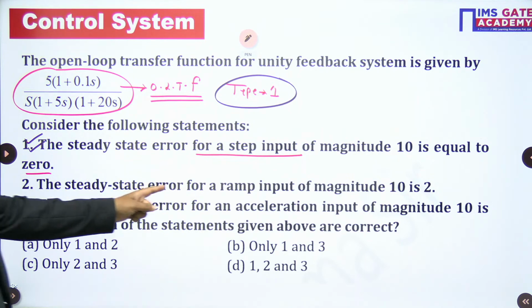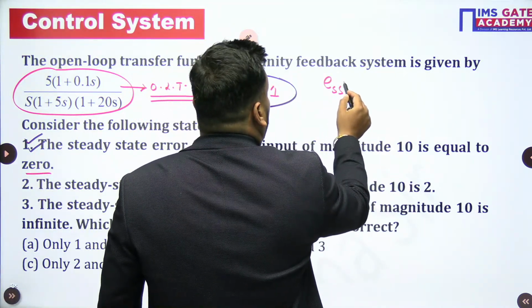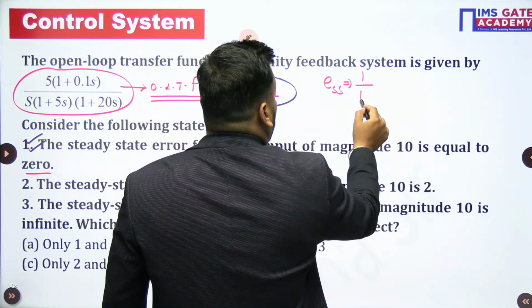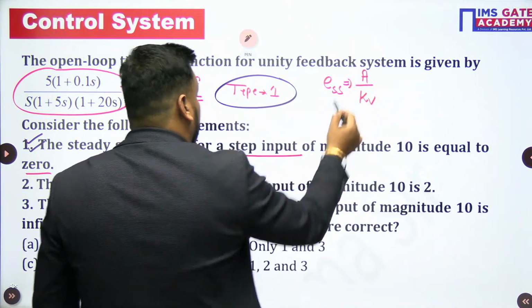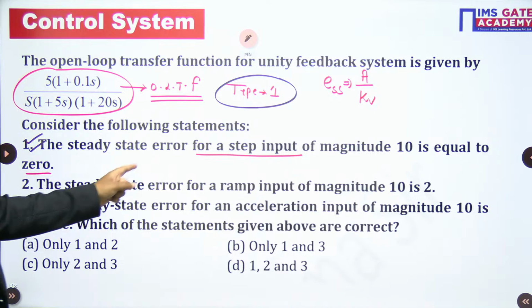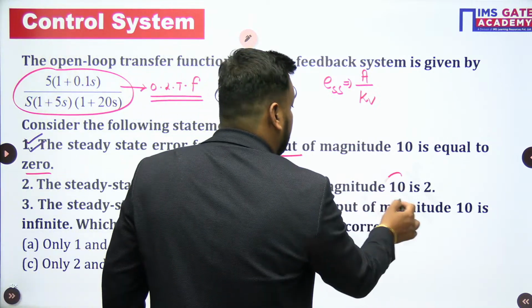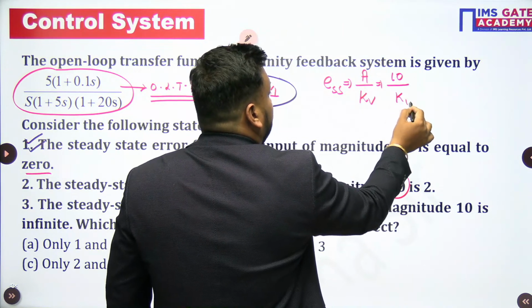The steady state error for the ramp input. If the system is of type 1, then for the ramp input the error is nothing but A upon Kv, where A is the magnitude of the ramp. The steady state error for a ramp input of magnitude 10 is nothing but 10 upon Kv.